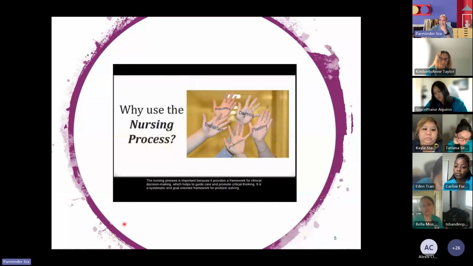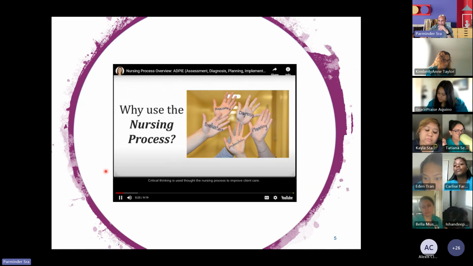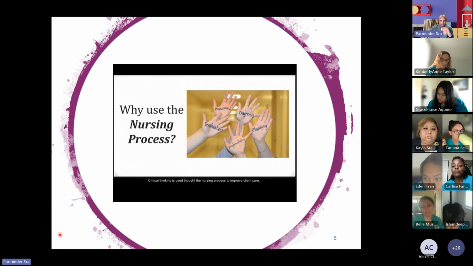The nursing process is important because it provides a framework for clinical decision-making, which helps to guide care and promote critical thinking. It is a systematic and goal-oriented framework for problem solving. Critical thinking is used throughout the nursing process to improve client care. The nursing process is cost-efficient and a part of the standard of care. It is required by professional standards.